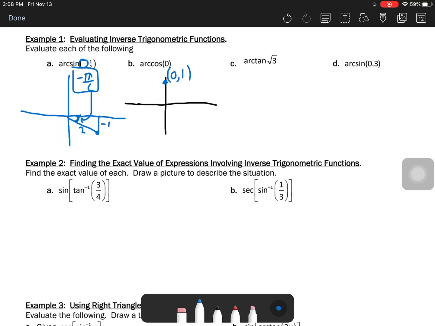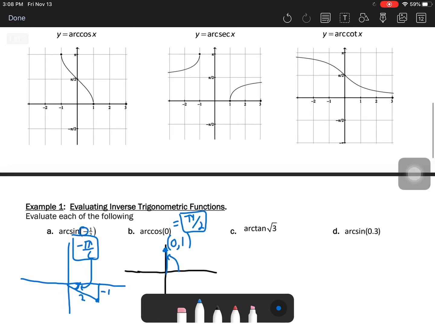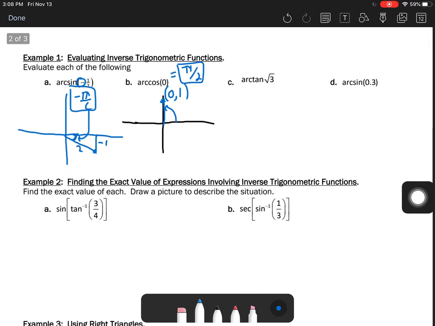Well, what angle falls up here? Obviously, if we're drawing from here to here, that's my angle, and that's going to be 90 degrees. Now, 90 degrees is pi over 2, which we can see from the graph of the inverse cosine here. If we input 0, you can see that the output is at pi over 2 there.